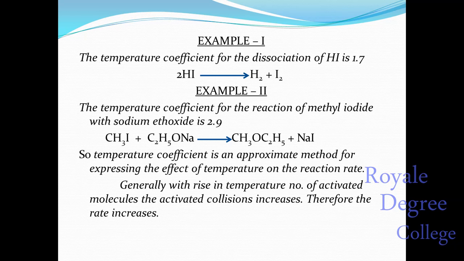We'll see the examples. First example, the temperature coefficient for the dissociation of hydrogen iodide is 1.7. Here you can see the reaction, 2 moles of hydrogen iodide dissociate and we get hydrogen and iodine. Then second example, the temperature coefficient for the reaction of methyl iodide and sodium ethoxide is 2.9. You can see the reaction here, methyl iodide reacting with sodium ethoxide, and we get the product methyl ethyl ether along with sodium iodide.